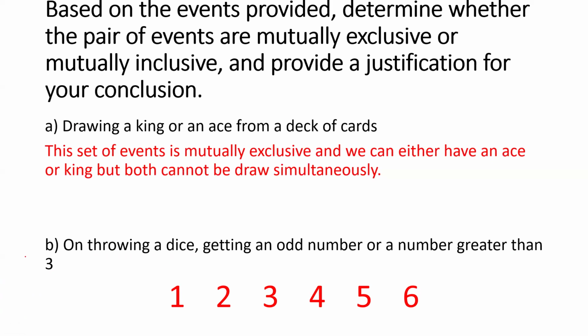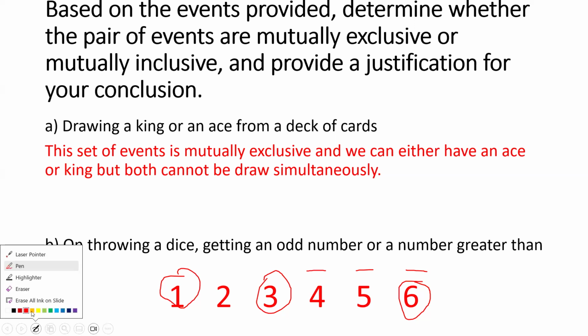Okay, number 2, on throwing a dice, getting an odd number or a number greater than 3. So if you look at these numbers here, I've got 1, 2, 3, 4, 5, 6. An odd number is 1, 3, and then 5. And then a number greater than 3, we've got 4, 5, 6. So if you look at 6, 6 is 6, okay? What did I do? Oh, I made a mistake. Sorry. Okay. What I'm looking at here is, for example, if you look at this.